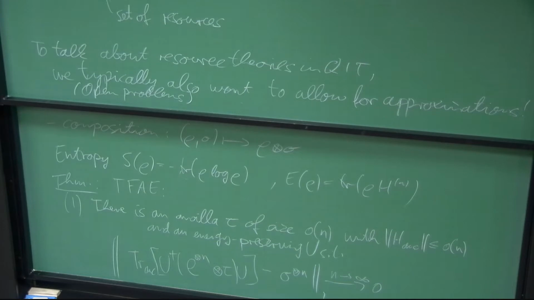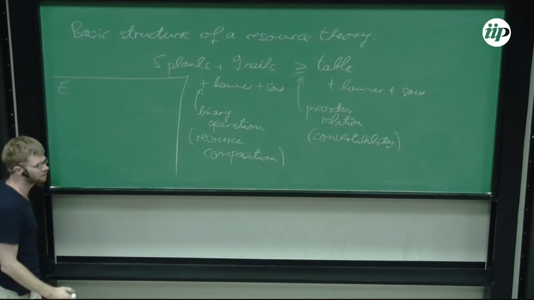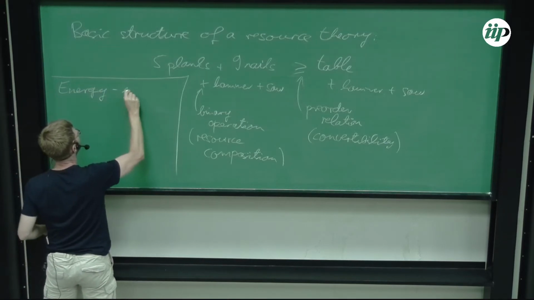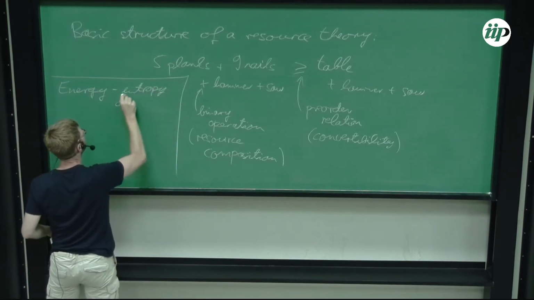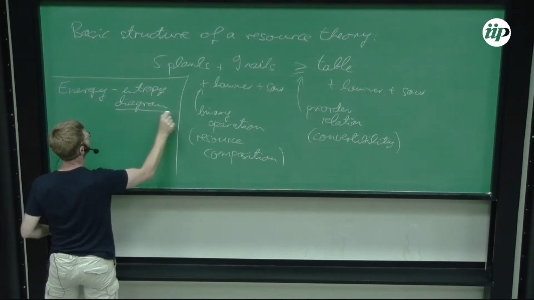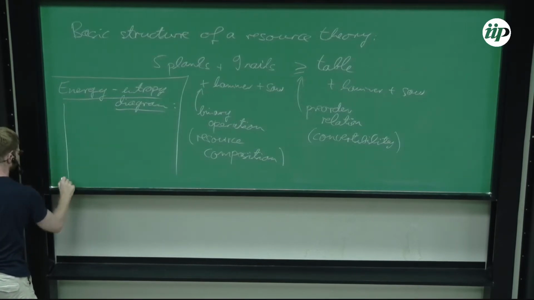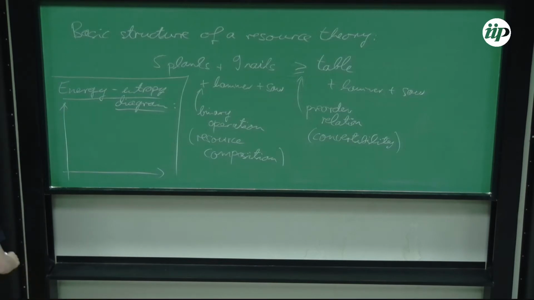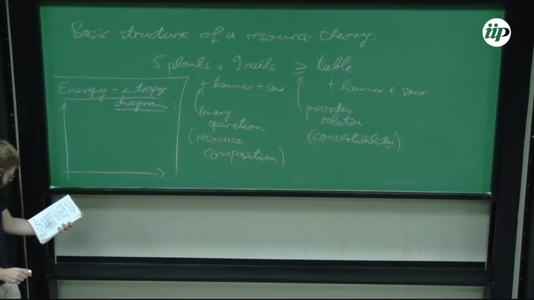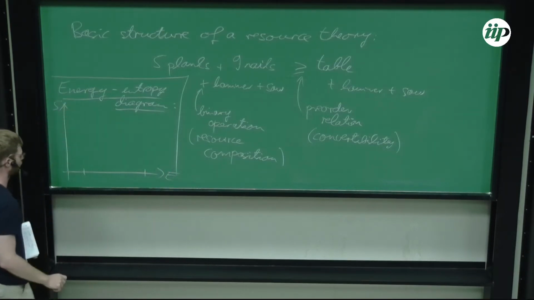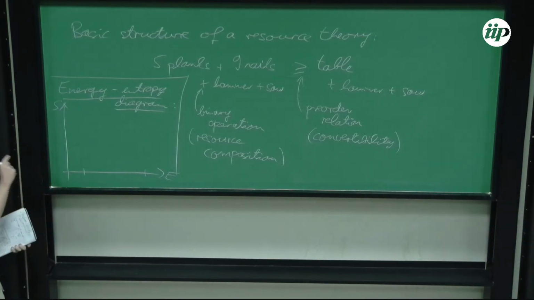Okay. And so now what we get is the set of all macrostates forms what we've called the energy-entropy diagram. Here is energy. This is entropy, and now I want to draw basically the set of all achievable points of energy and entropy.